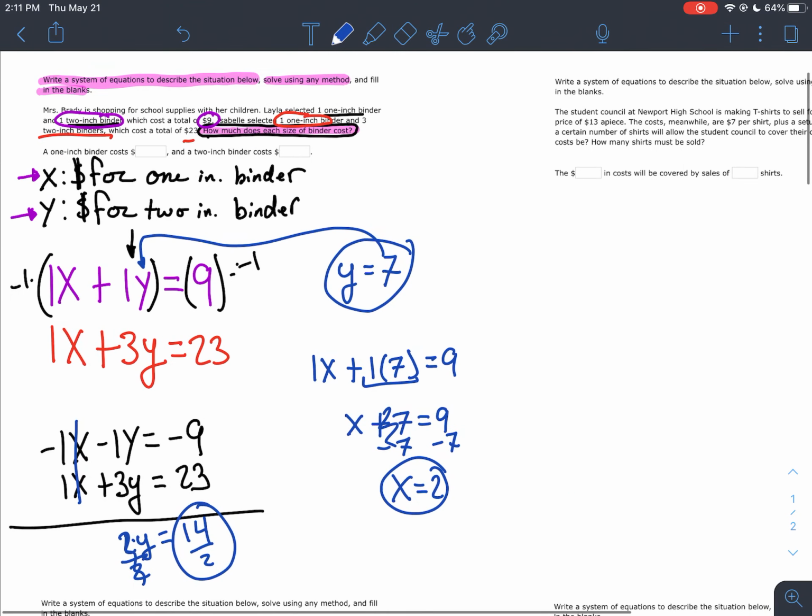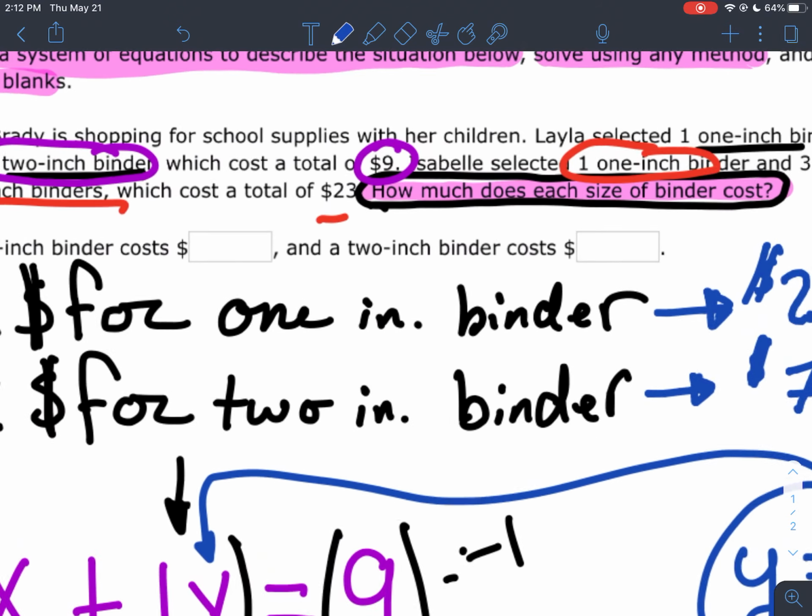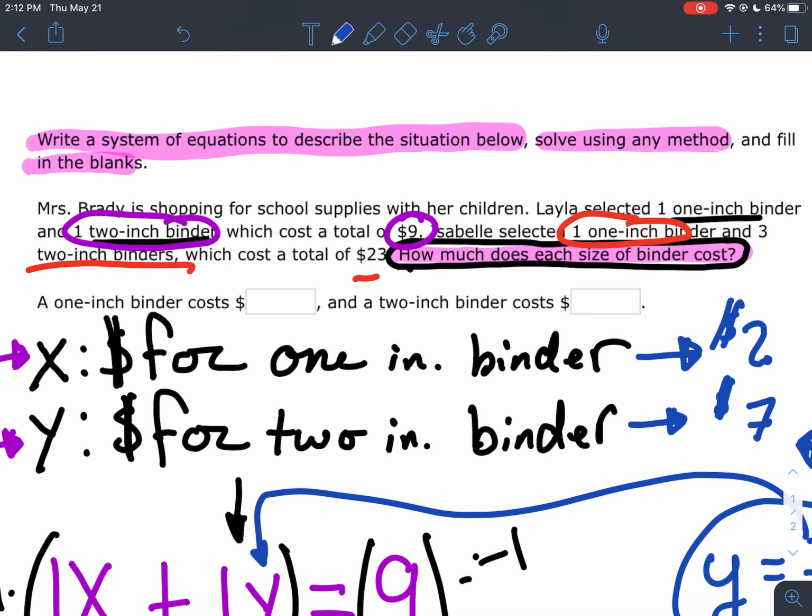So now we know that my y is 7 and my x is 2. We take this information and we can put it back in the context of the problem. So a 1-inch binder is going to be an x, which is going to be $2. And for a 2-inch binder, we know that y is going to be 7. So we know that a 2-inch binder is going to be $7. So when it comes to answering the question here, we know that a 1-inch binder is going to be $2, and a 2-inch binder is going to be $7.